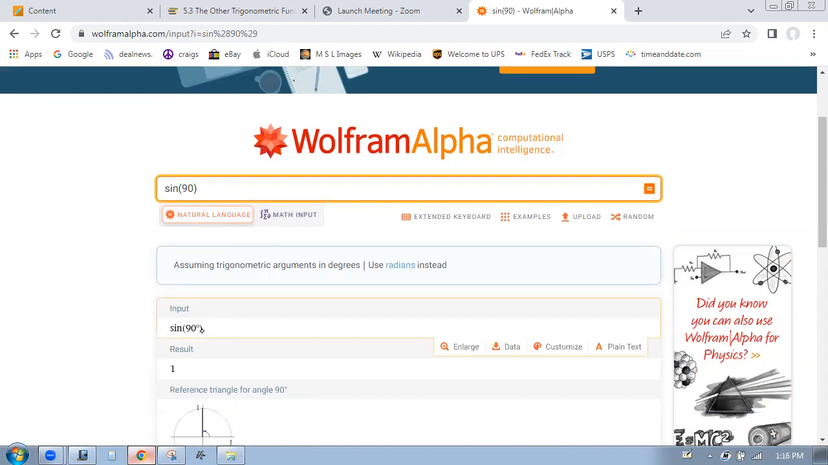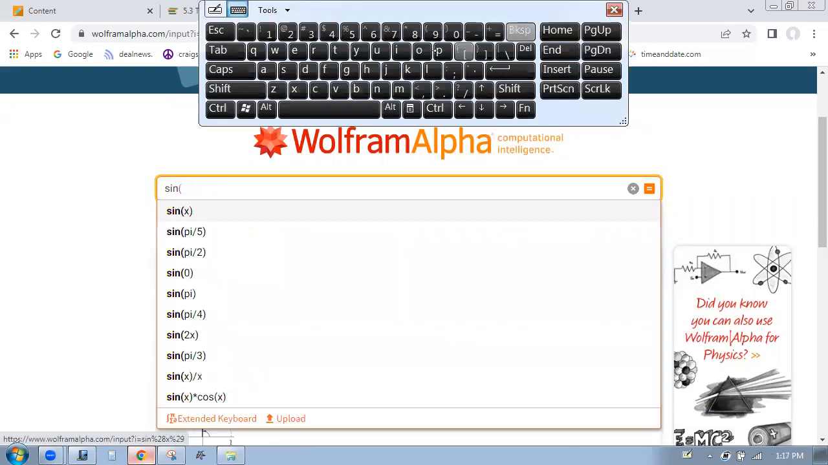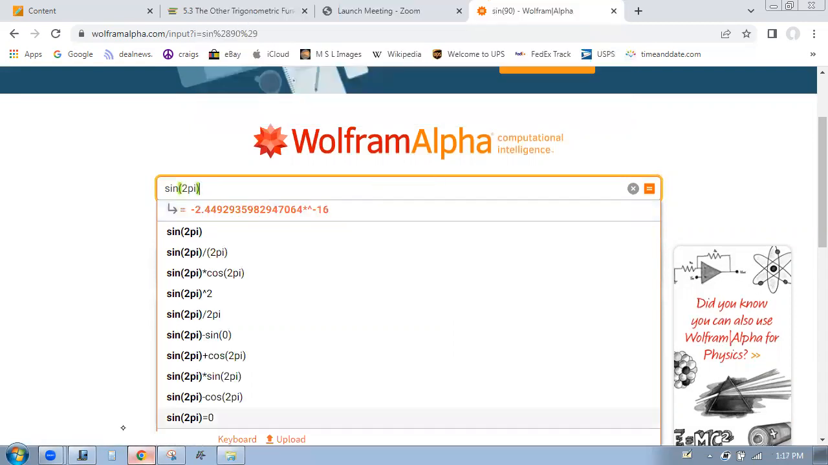So if it hadn't showed me this, like sometimes it doesn't show you this, sometimes it just spits out the answer right here, right? Technically that's incorrect. Sine of 90 is not 1. Yes, sine of 90 degrees is 1, so it automatically threw a degree in there for me, right? So you got to be careful. It's assuming things. Basically, what if I did something like 2 pi, right? So test it out with something you know.